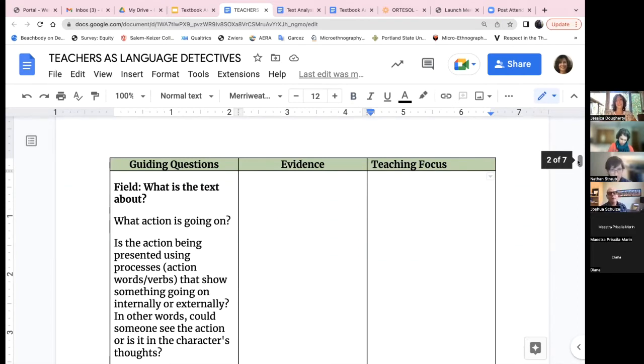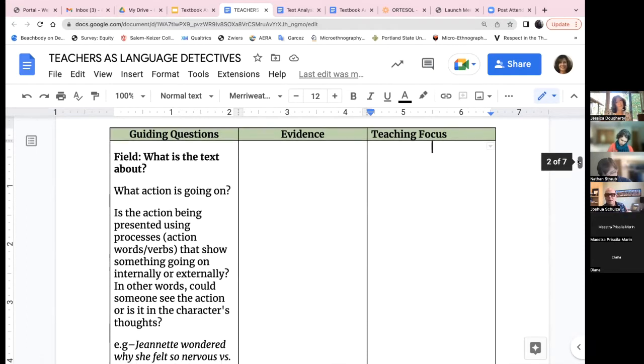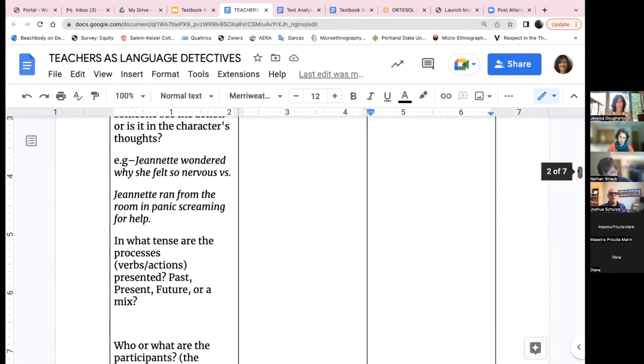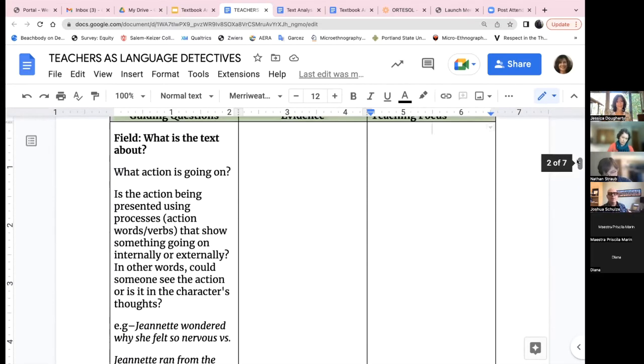That's good. So, there are 3 parts of SFL. When you're looking at register, we're looking at in every language interaction, there's the field. It's how you're representing social reality, what's going on, what the topic is, what the subject matter is. And then there are some questions. We could just leave that there. That will help us guide looking specifically at the field.